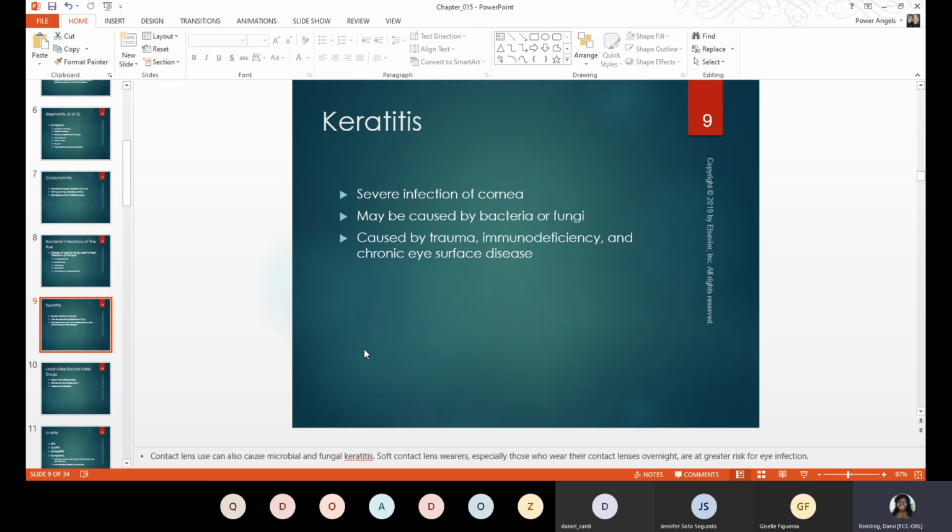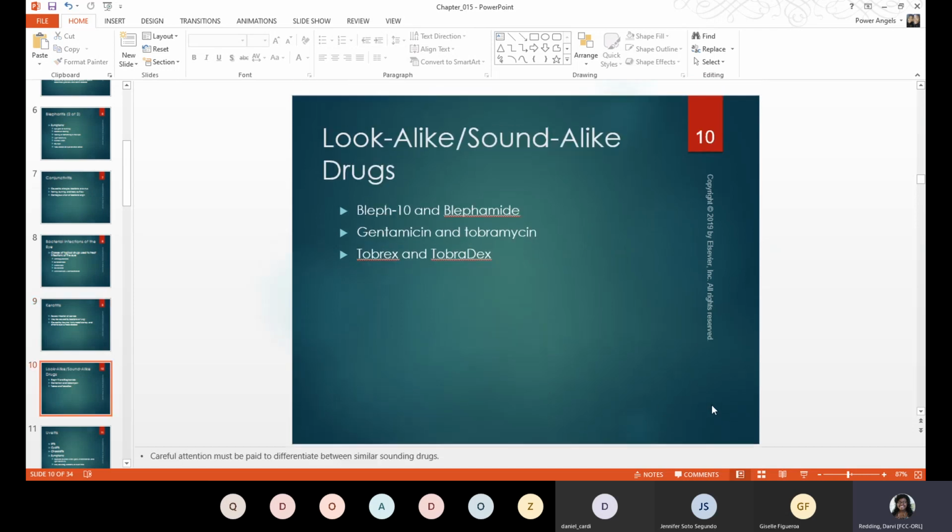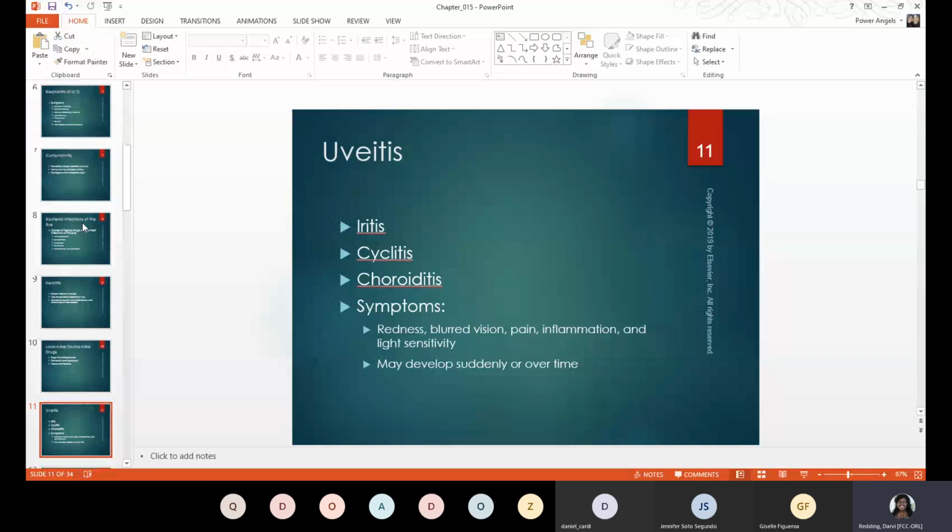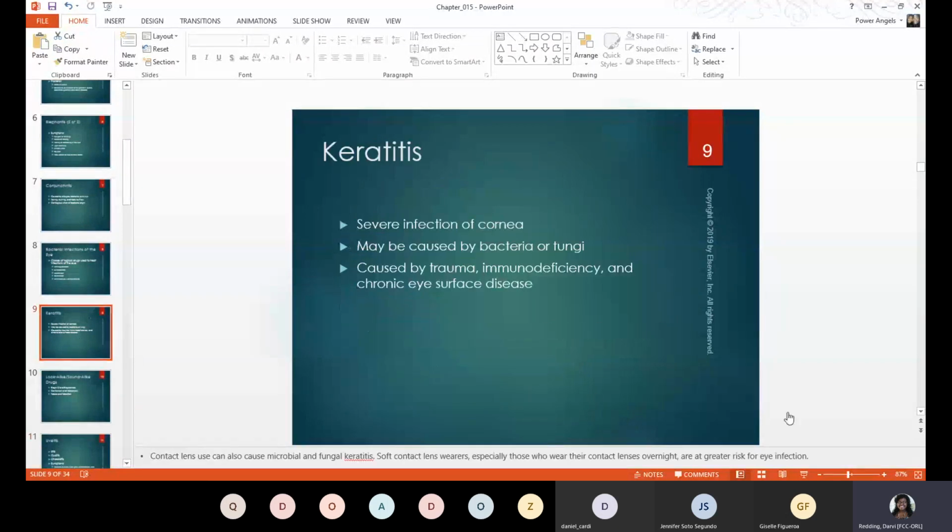So contact lens use can also cause a microbial and fungal keratitis. Contact lens wearers, especially those who wear contacts overnight, are at greater risk for an eye infection. So for those people who use contact lenses, they should always take them out before going to sleep because that can cause an infection.